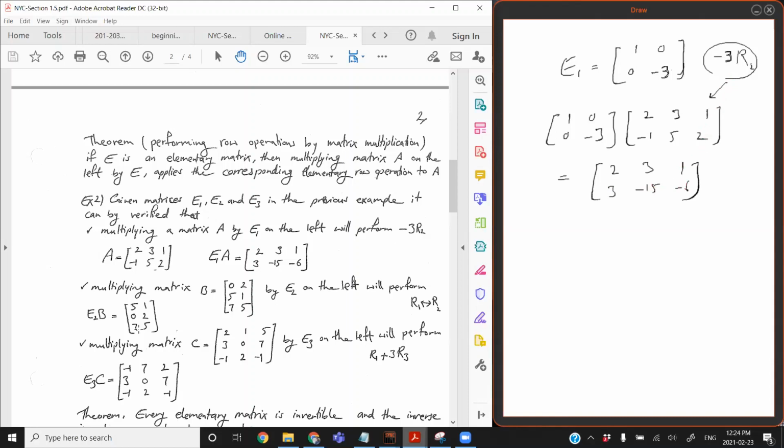And you can try this. I'm going to give you 1 minute. Do the multiplication. So forget about elementary row operations, forget about elementary matrices, multiply these two matrices and see what happens.